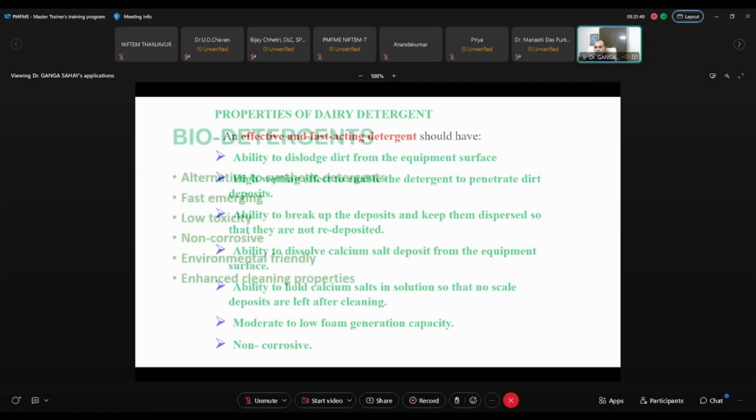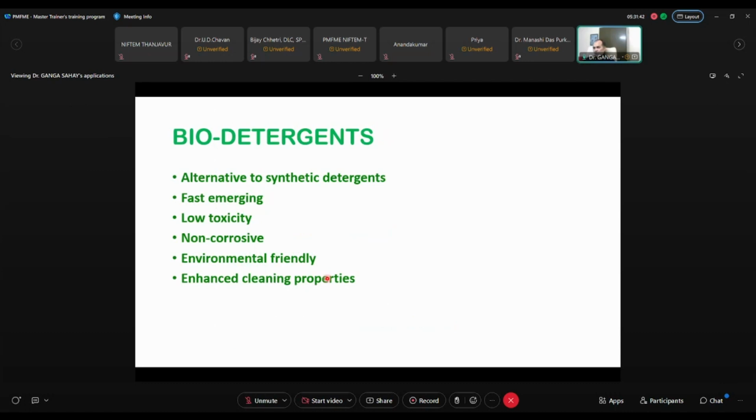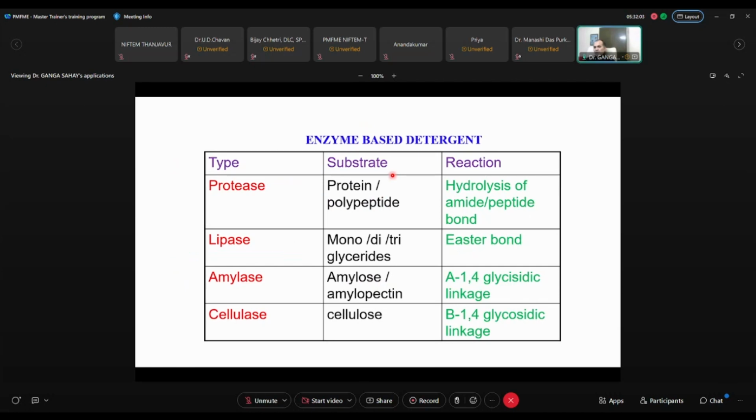If we go further, so far we have been talking about chemical detergents, but nowadays bio detergents are being used in their place. If we talk about environmental protection, these are alternatives to synthetic detergents. These are fast emerging, low toxicity, non-corrosive, environmentally friendly, and enhance cleaning properties. So examples are enzyme-based detergents. We have a substrate, and these enzymes are very specific to the substrate. So based on the substrate, we have different types of these enzyme detergents.